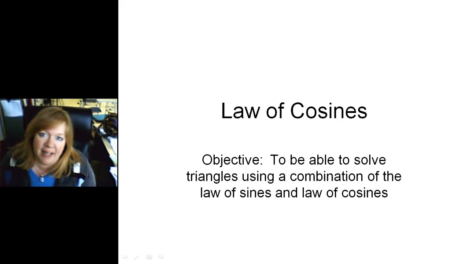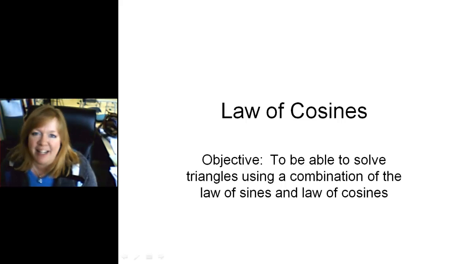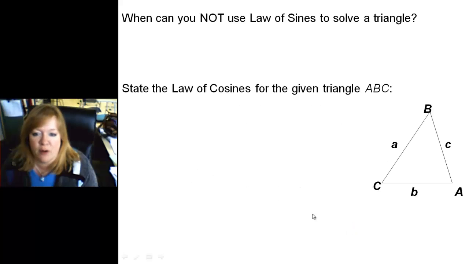Well, hello again. As exciting as the law of sines was, sometimes you cannot use the law of sines, and hence we have another law to talk about, the law of cosines. So here's what we're going to be talking about today, and that's to be able to solve triangles. You're going to use a combo of the law of sines to find missing sides and angles and the law of cosines. So let's take a look at what we got going.